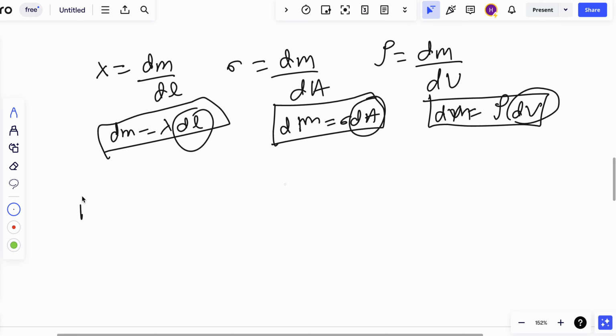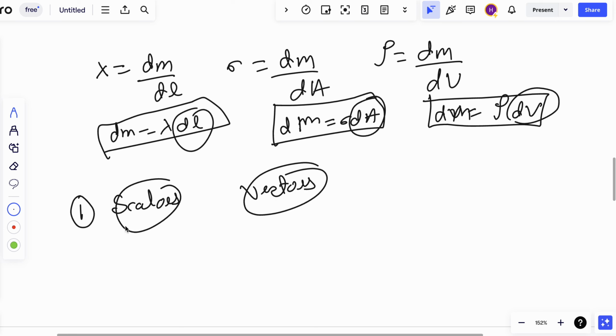Now just to be a little careful here, I will explain scalars. There are scalars and there are vectors, right? So generally when we do things like moment of inertia, center of mass, those are all scalars. So we don't have to take the components into action. If you just integrate, you will get the answer.